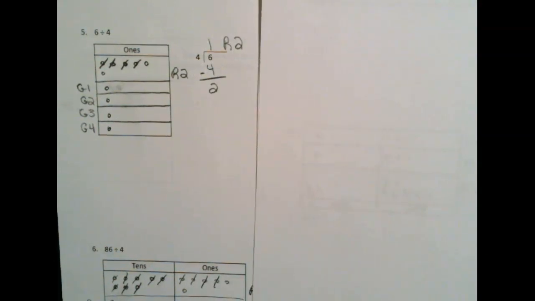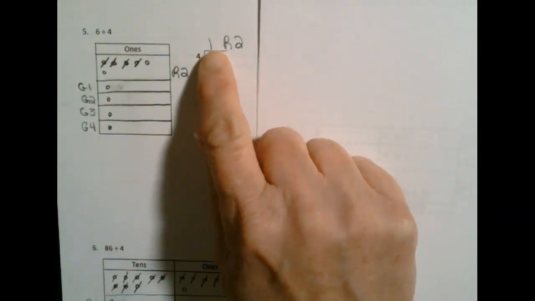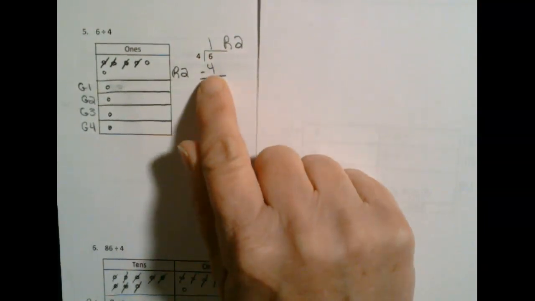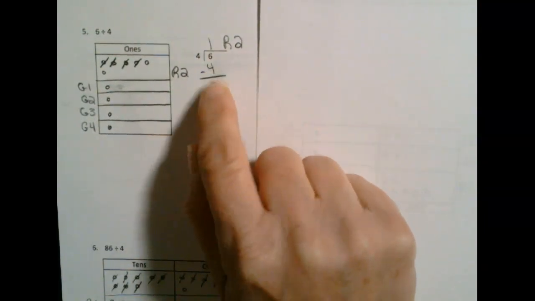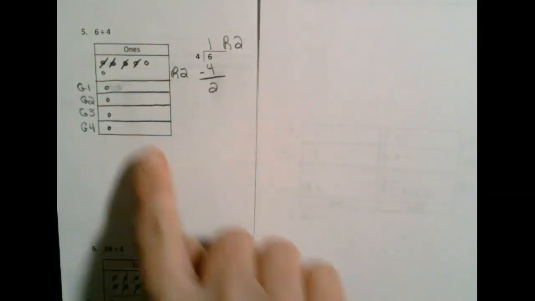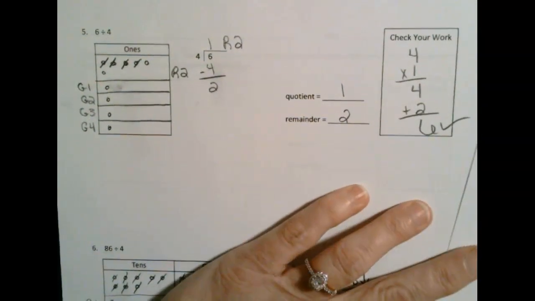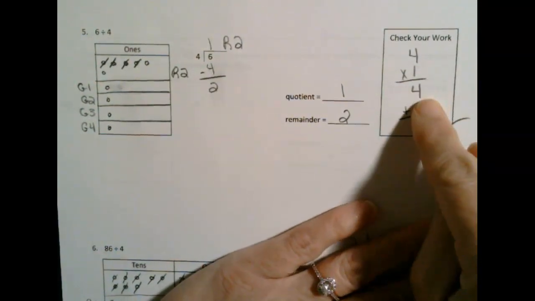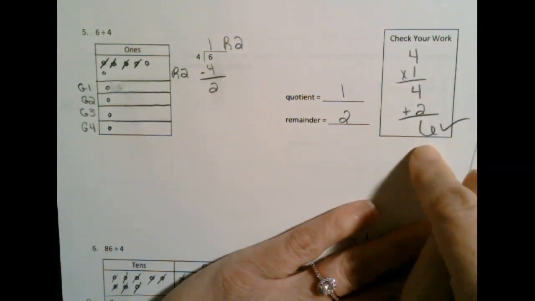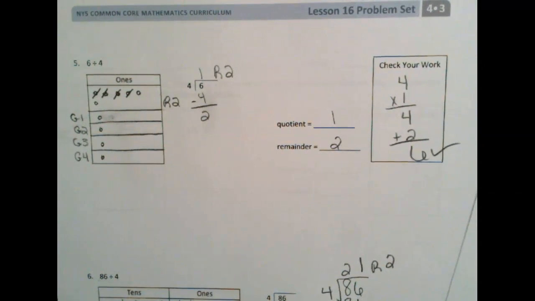So when you write that as your division problem, 4 will go into 6 one time. 1 times 4 ones is 4. 6 minus 4 is 2, so you have the remainder of 2. Same thing you had over in your place value chart. So if I multiply to check my work, I have 4 times 1 is 4, and then I add my 2 back in, and I have 6. So I did it correctly.